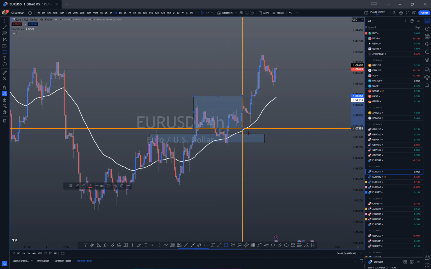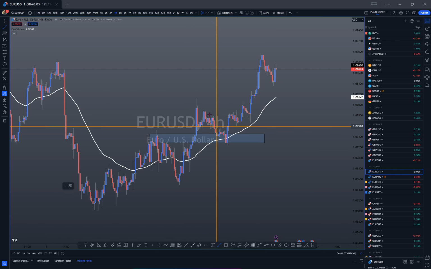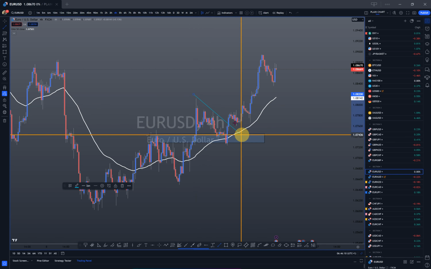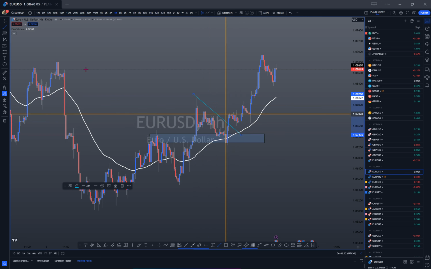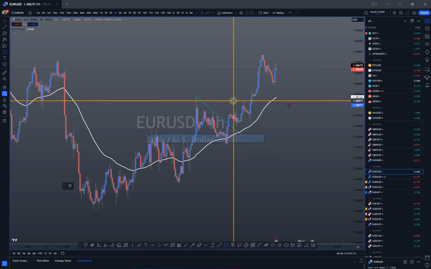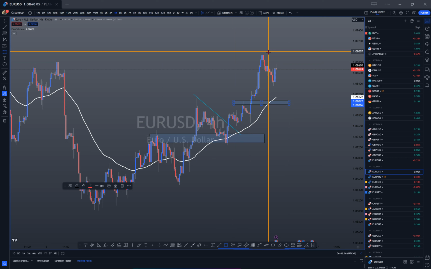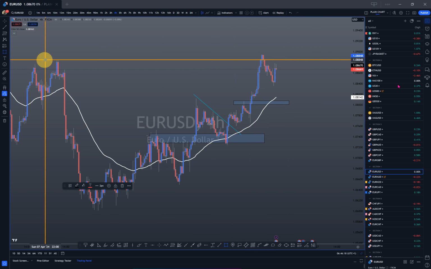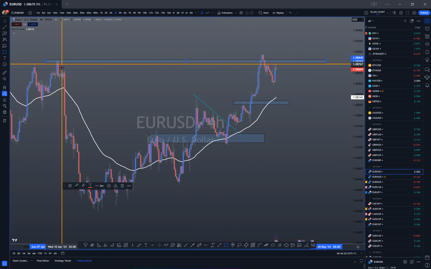Trend line here. It's supposed to be a trend line. So a break of the trend line. And you could simply also look out for a breakout of this level here. And your ultimate level or TP is the next high here.